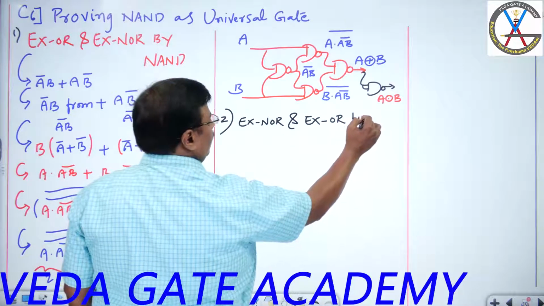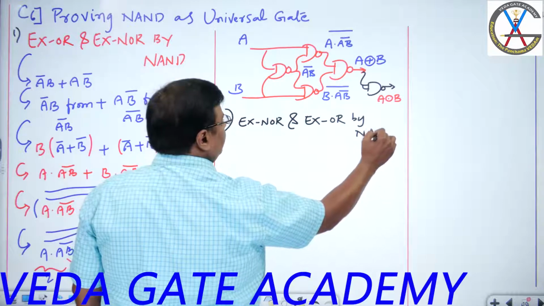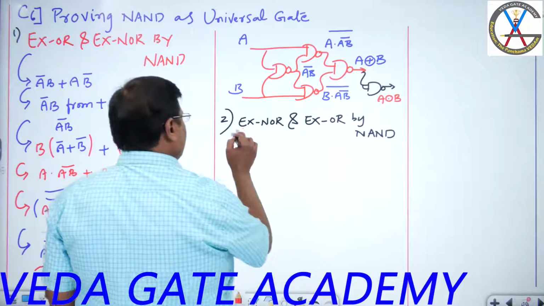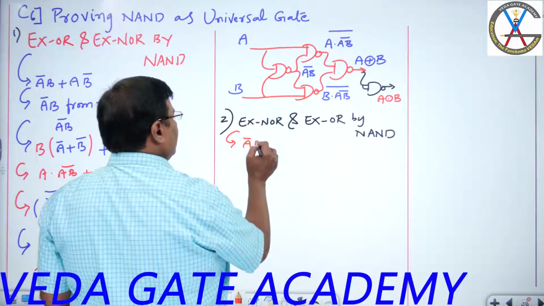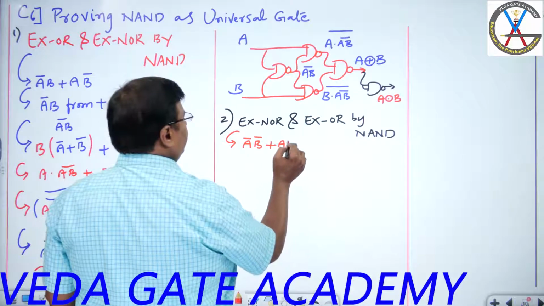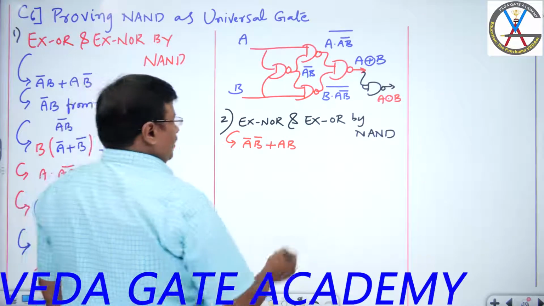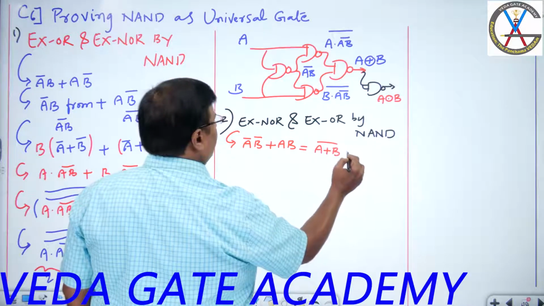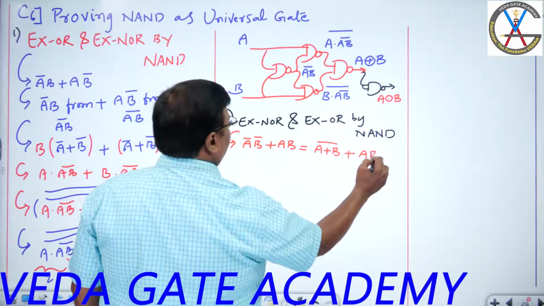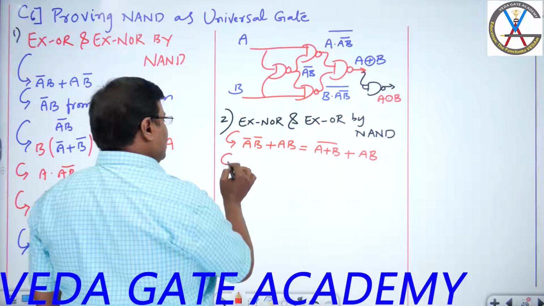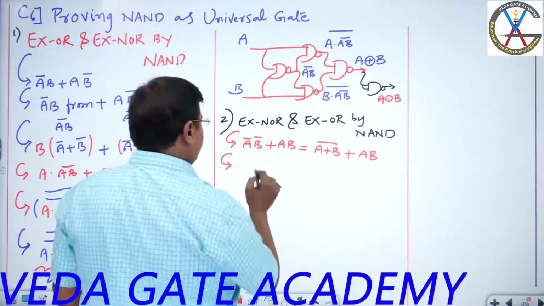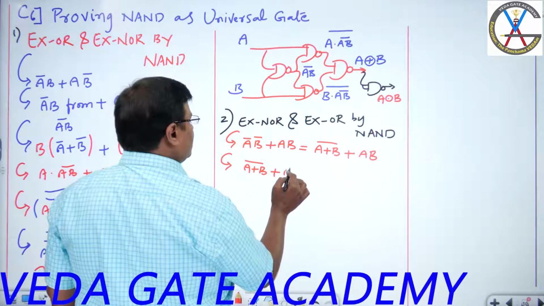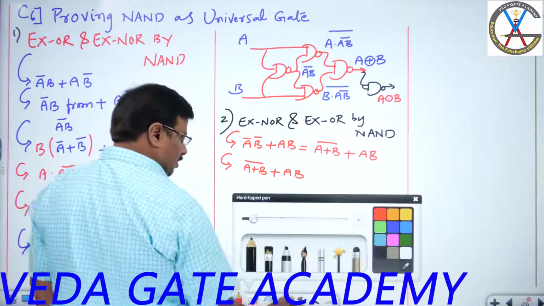By NAND. So, XNOR is A bar B bar plus AB. I can just do this as A plus B whole bar plus AB. I can do this as just make a double inversion. A plus B whole bar plus AB, double inversion.